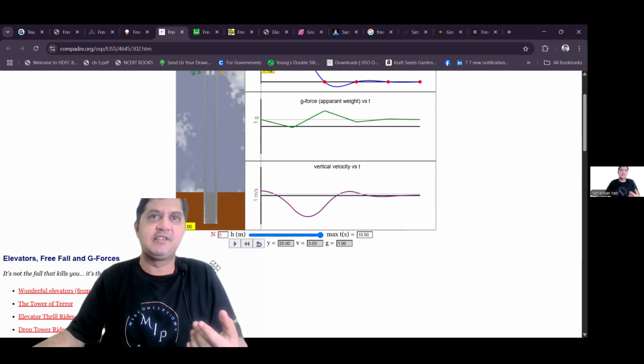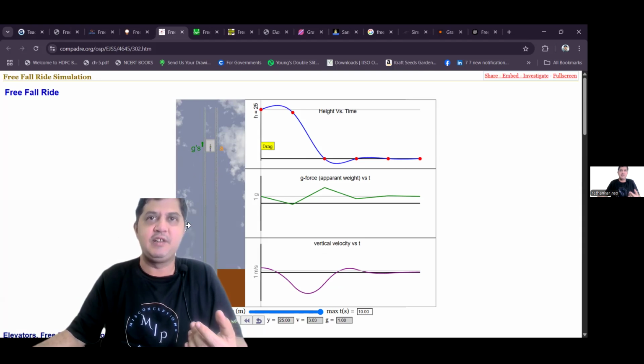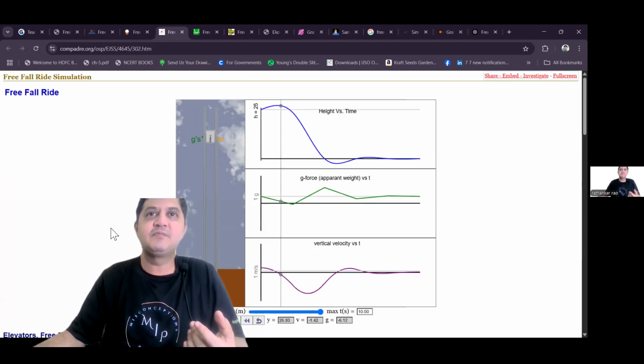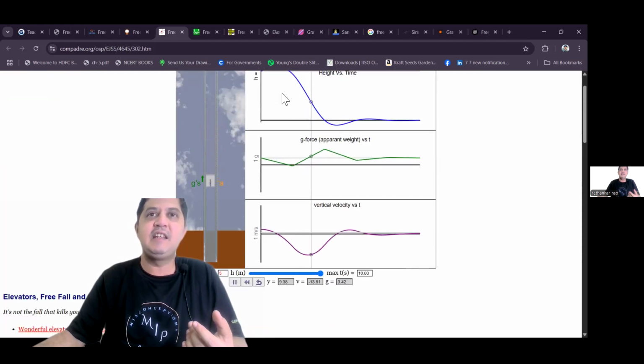Now, if I run this, I will not be able to see any difference over here. Let me run this if you want. I'll just run this. And you see, there's a dot which keeps on moving along the path as it oscillates. This is what you can see.